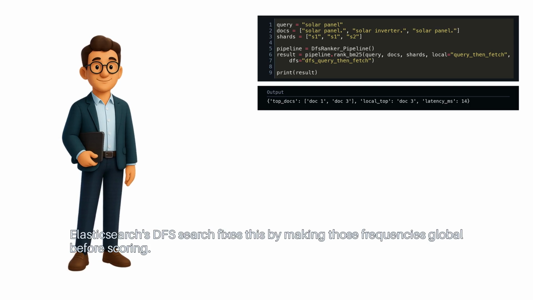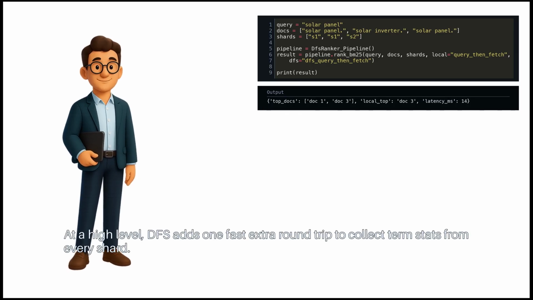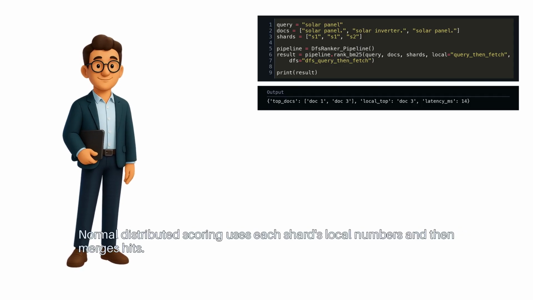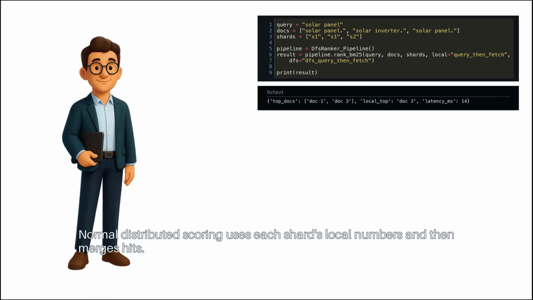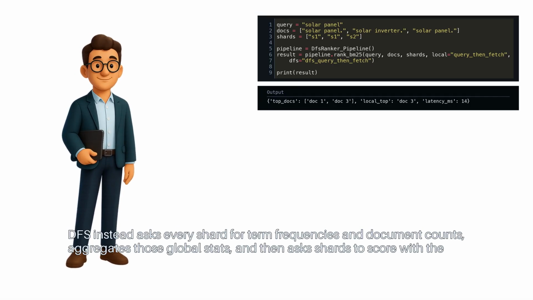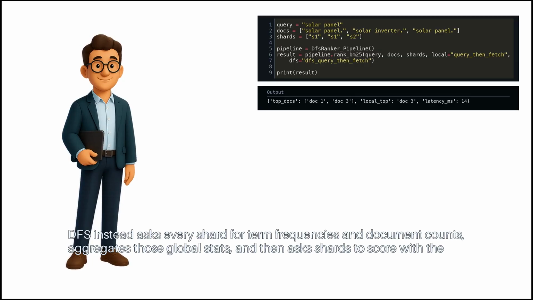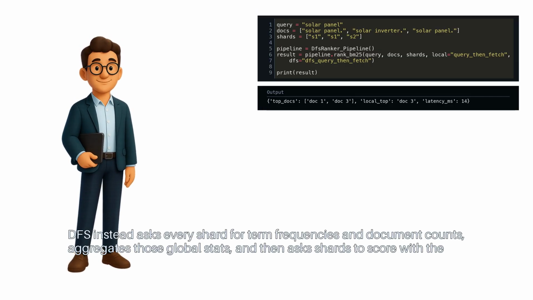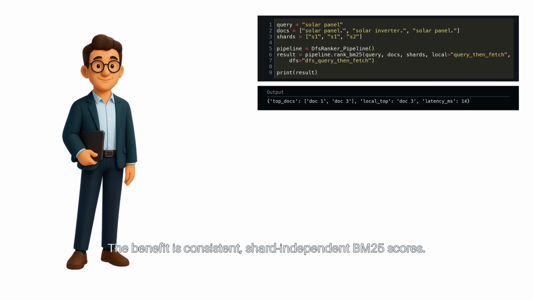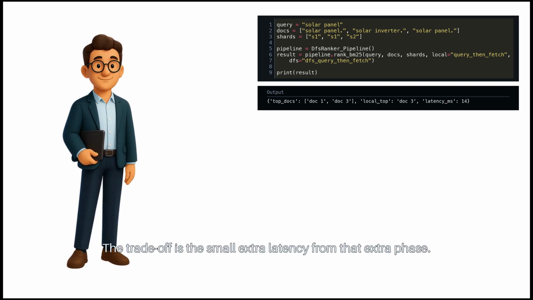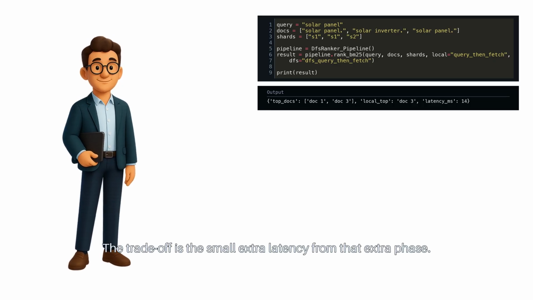Elasticsearch's DFS search fixes this by making those frequencies global before scoring. At a high level, DFS adds one fast extra round trip to collect term stats from every shard. Normal distributed scoring uses each shard's local numbers and then merges hits. DFS instead asks every shard for term frequencies and document counts, aggregates those global stats, and then asks shards to score with the unified numbers. The benefit is consistent, shard-independent BM25 scores. The trade-off is the small extra latency from that extra phase.